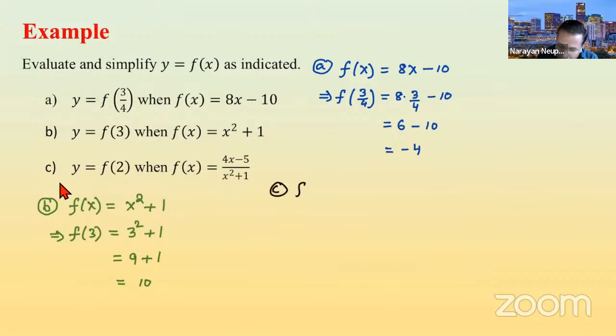In C, we have a function in the form of a fraction, f of x equal to 4x minus 5 divided by x squared plus 1.